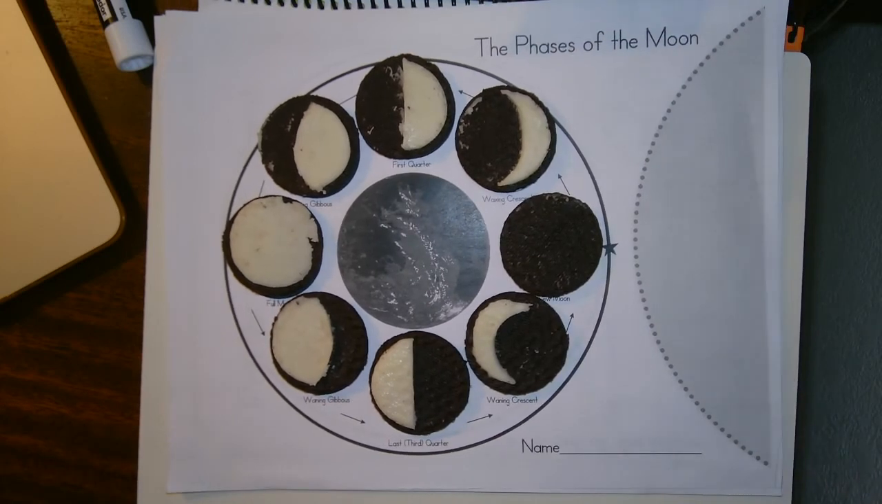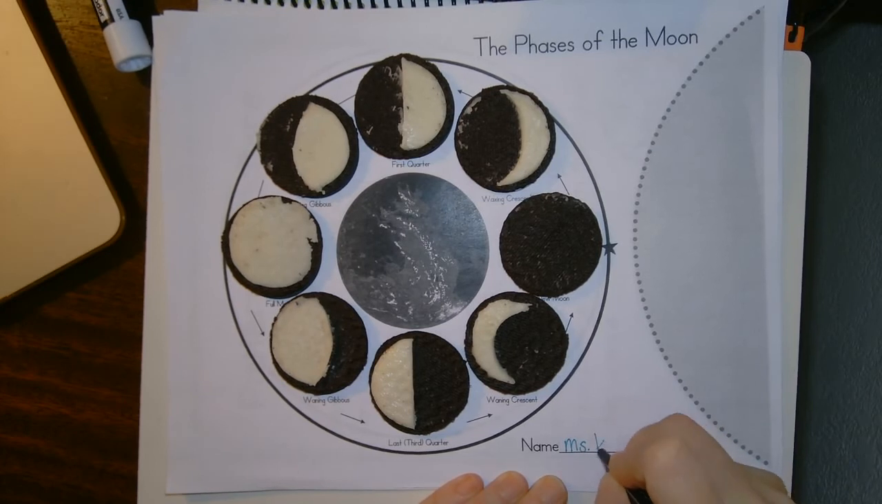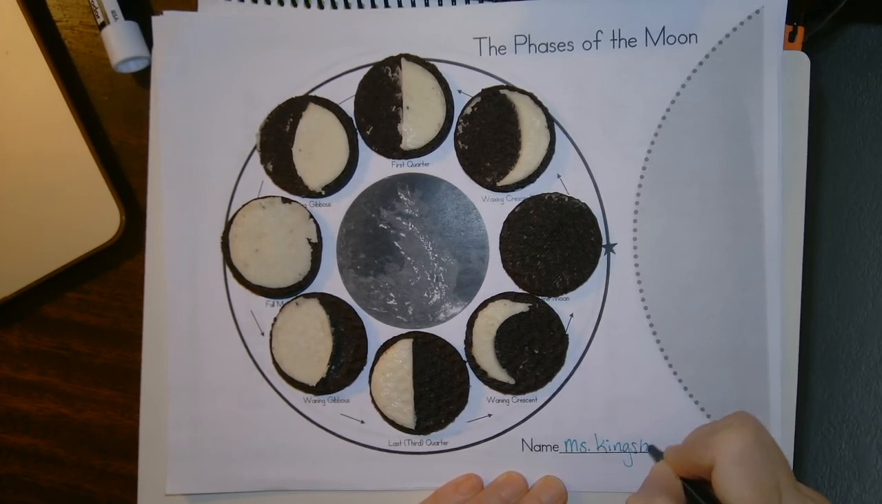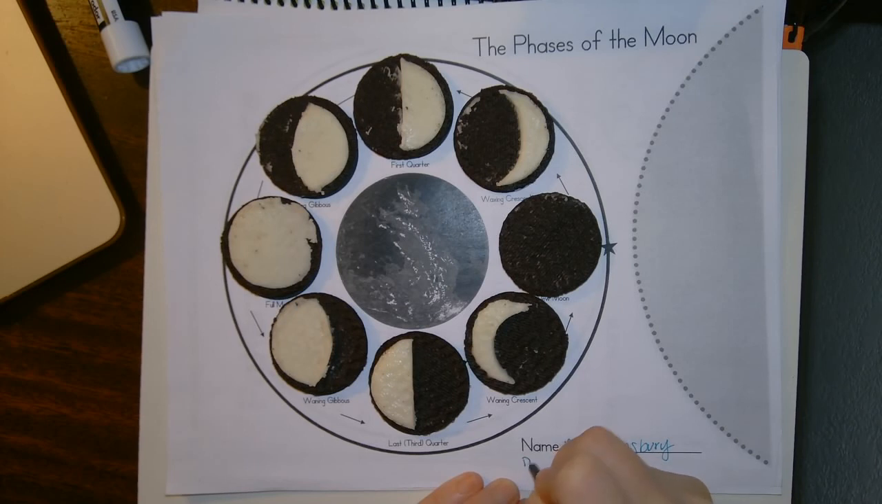Oh, you know what I forgot? My name. I should have put my name first. This is Kingsbury. And if you want, you could write the date right here.